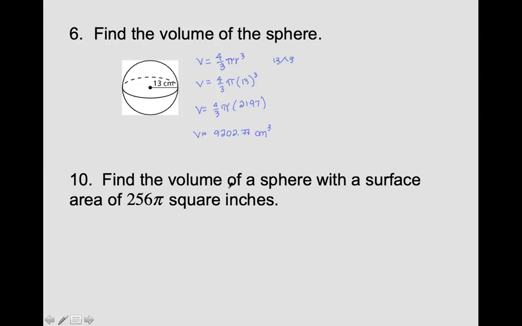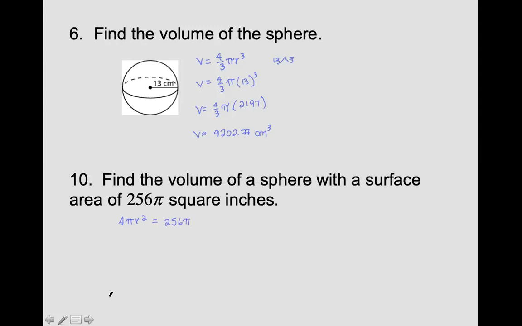All right, on number 10, this time it says find the volume of a sphere, but it doesn't give us a picture, it doesn't give us a radius, but it gives us the surface area. So this time we're going to take the surface area, use it to figure out the radius. Once we know the radius, we can plug it into the volume formula and figure out the volume of the sphere. So surface area formula, remember, is 4 pi r squared. So I know 4 pi r squared has to be equal to 256 pi.